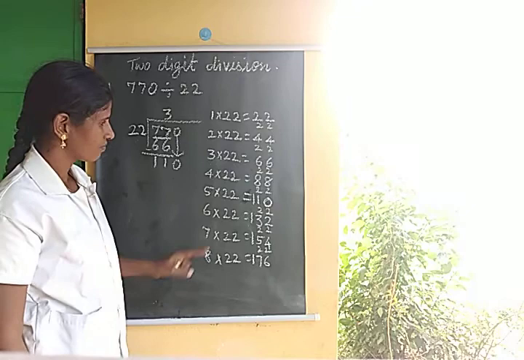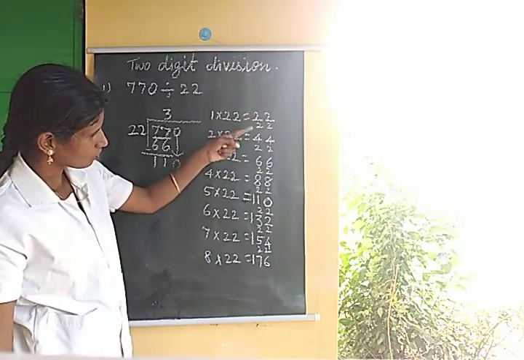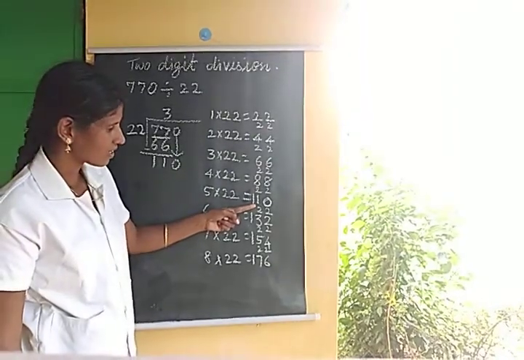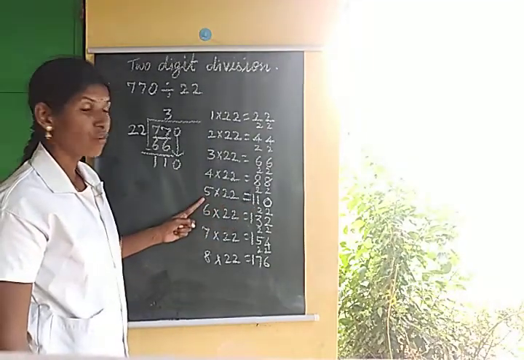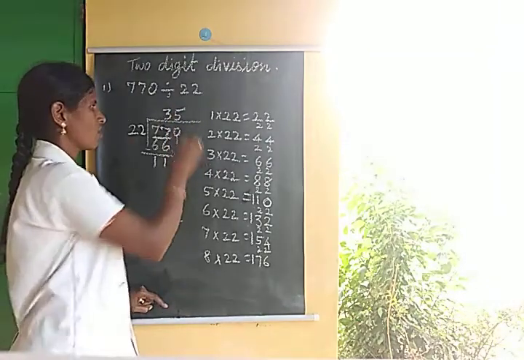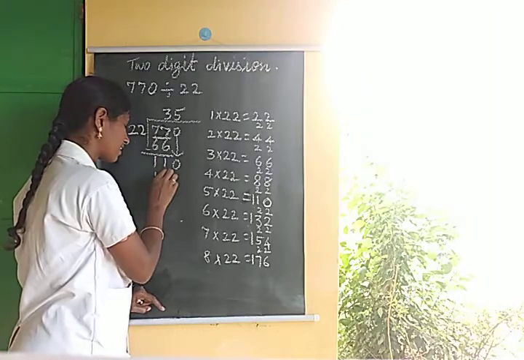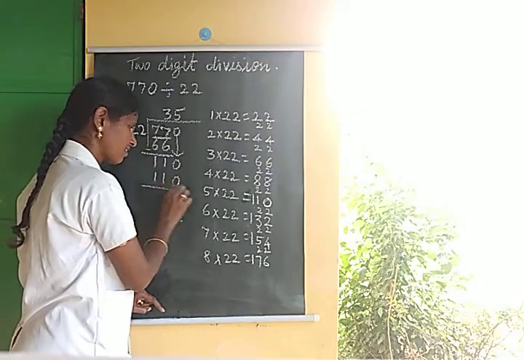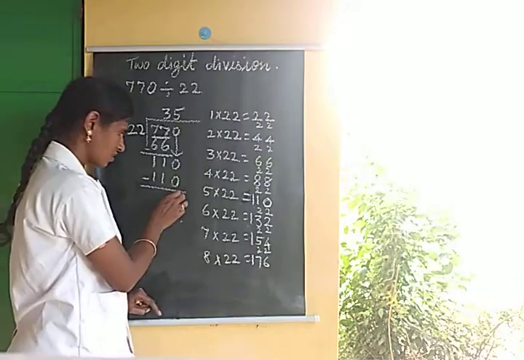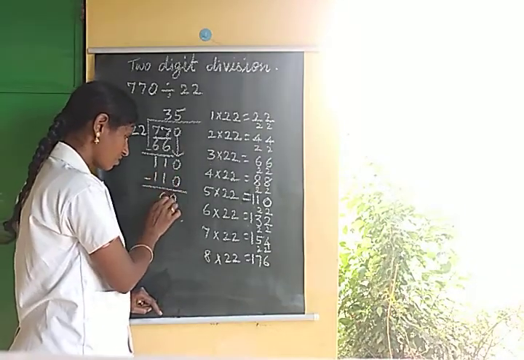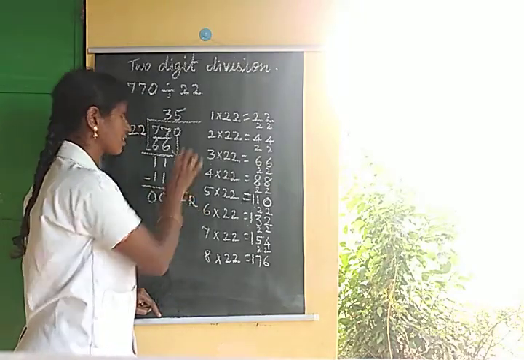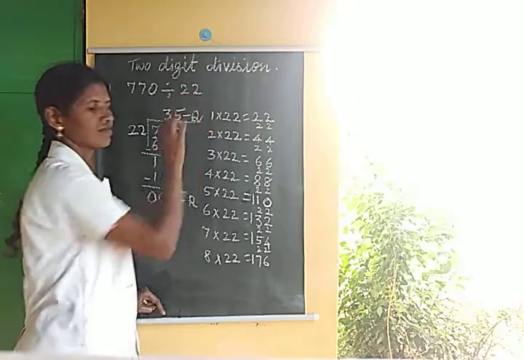110. Okay, see the answer please. 22, 44, 66, 88, 110 is there. 110, how many times? 5 times. So we have to write here 5 times. 5 22s are 110. Then in the next step we have to subtract. 0, 1 minus 1 is 0, 1 minus 1 is 0. This is the remainder. This is the quotient.